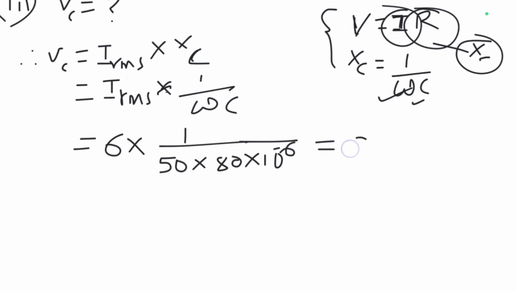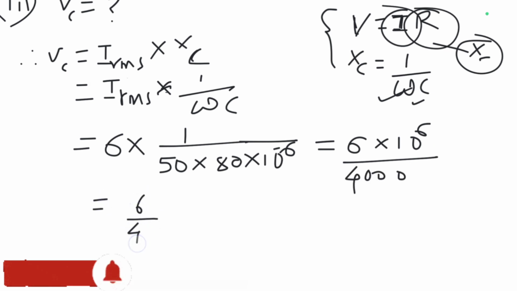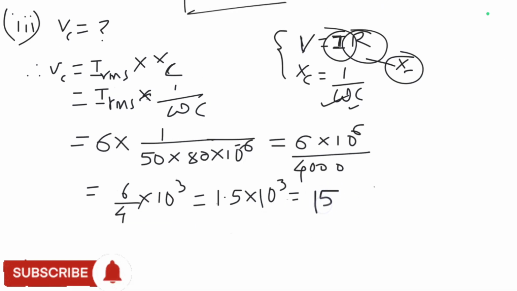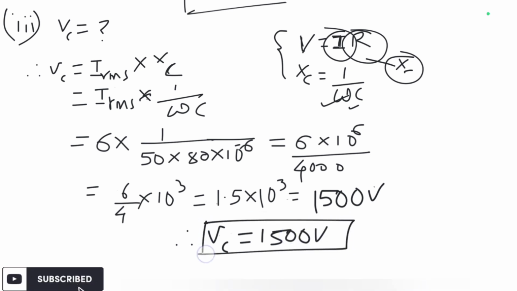I will write here 6 multiplied by 10 to the power 6 upon 4000. It will become 1.5 multiplied by 10 to the power 3, so it will become 1500 volt. So we can say that voltage across the capacitor at resonance is 1500 volt. This is the final and third sub question that we have solved here.